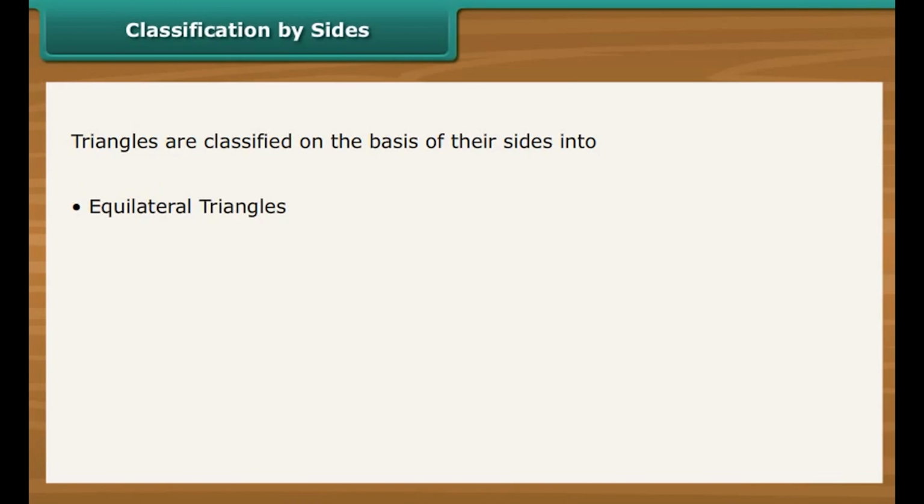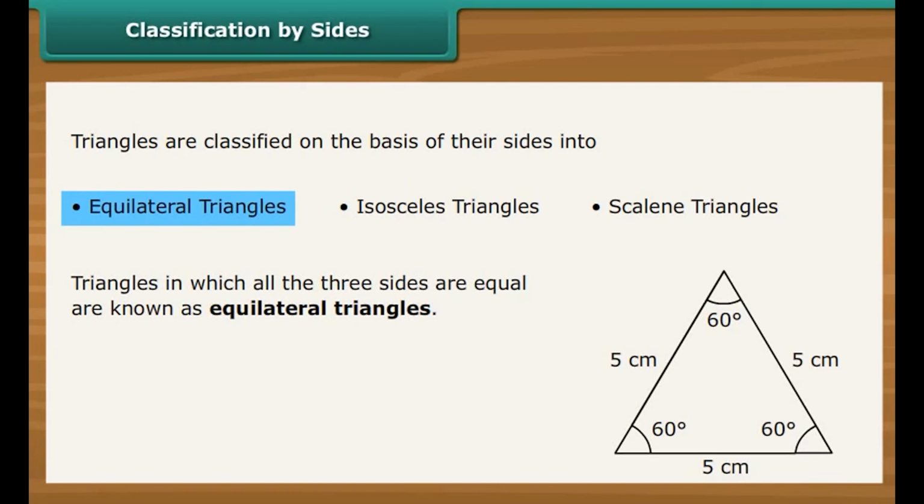Classification by sides. Triangles are classified on the basis of their sides into equilateral triangles, isosceles triangles, and scalene triangles. Triangles in which all the 3 sides are equal are known as equilateral triangles. All the angles of equilateral triangles are also equal.